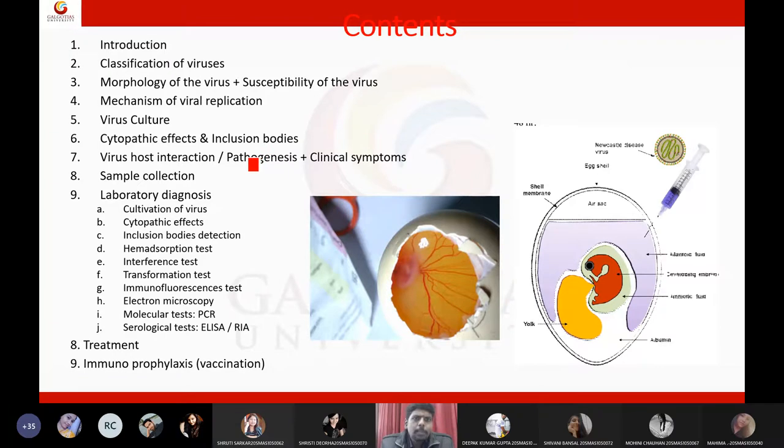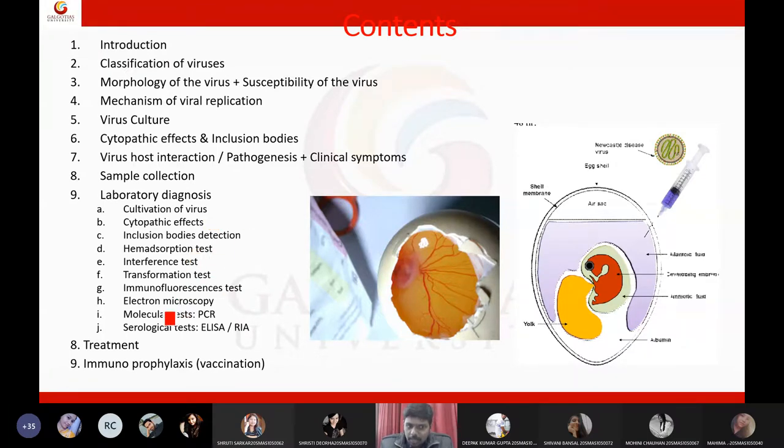Then you will write the pathogenesis and clinical symptoms of this virus. Pathogenesis means the mode of infection in the patient, how the virus infected the body, like via the nasal route, orofacial route, or respiratory route, then how the virus spread into nearby lymph nodes. That is called viral pathogenesis. It is a short topic, and I will discuss viral pathogenesis. Then clinical symptoms. What clinical symptoms you can observe in the patient, like runny nose, headache, nausea, vomiting, diarrhea, viral mediated clinical symptoms. Then sample collection, then lab diagnosis. In the lab diagnosis, we will write the same points: how you will cultivate the virus in the lab, what cytopathic effects you will detect, what inclusion bodies you will detect, and what hemadsorption test. There are a few tests I will discuss later.